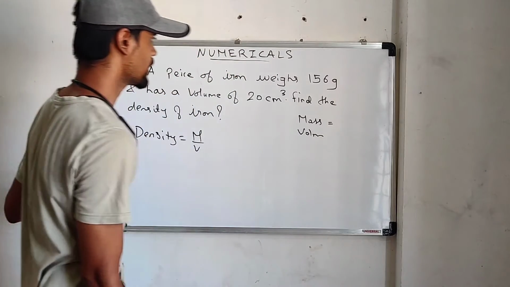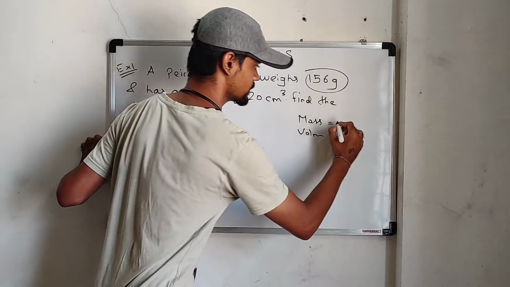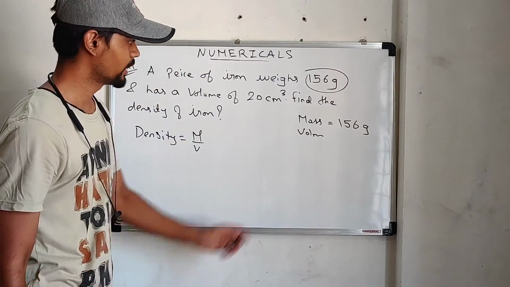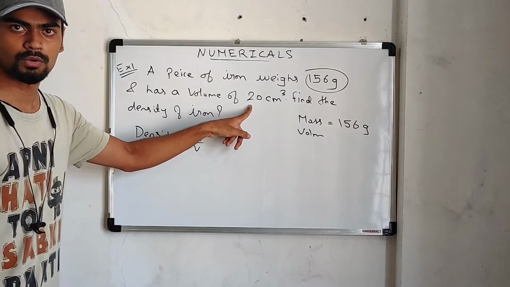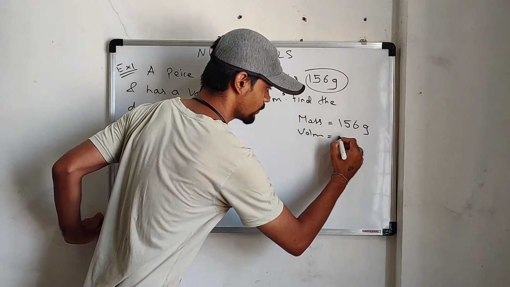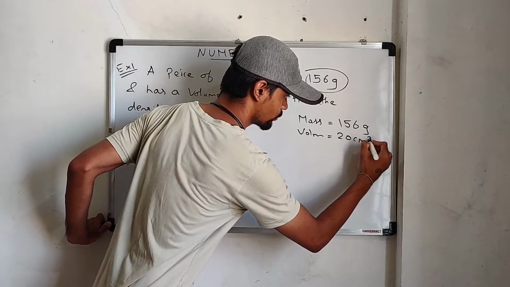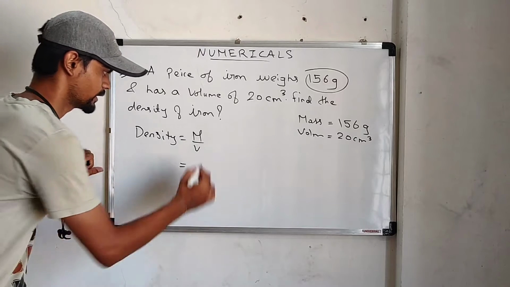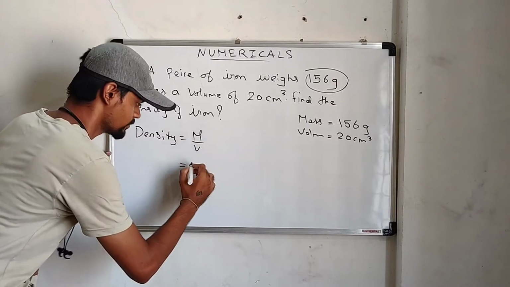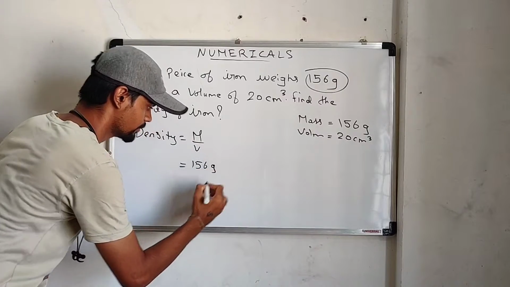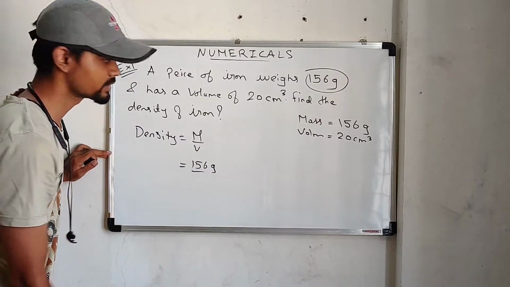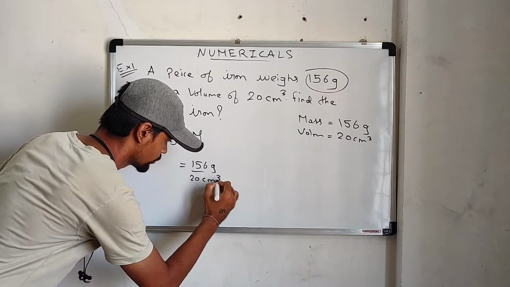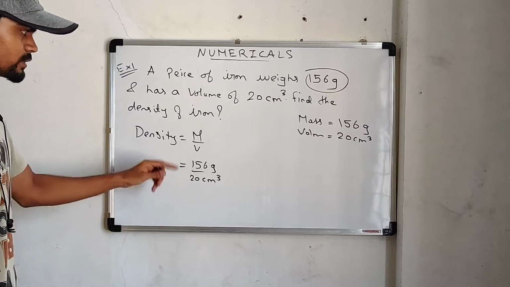Let us write down the mass given to us, that is 156 gram. In the place of mass we write 156 gram. And volume is also given to us, that is 20 centimeter cube. Now let us place these values in our formula, mass upon volume. Mass is 156 gram and volume is 20 centimeter cube. Now we just have to simply divide both.